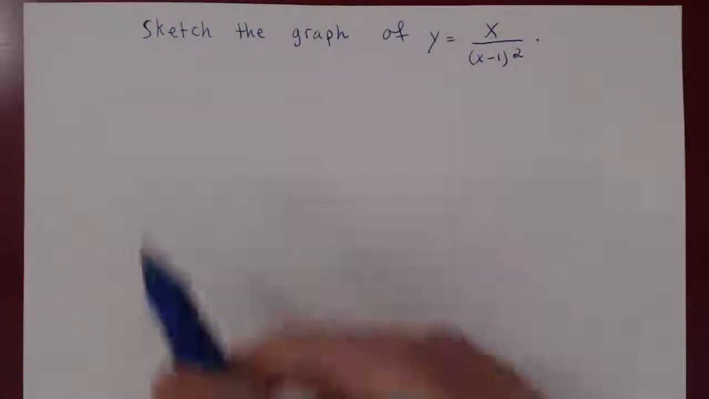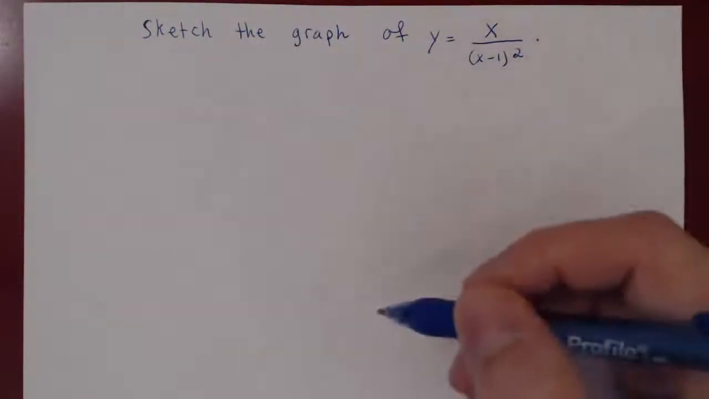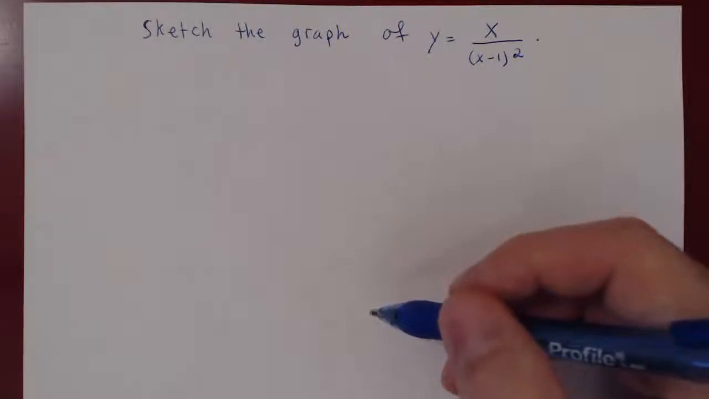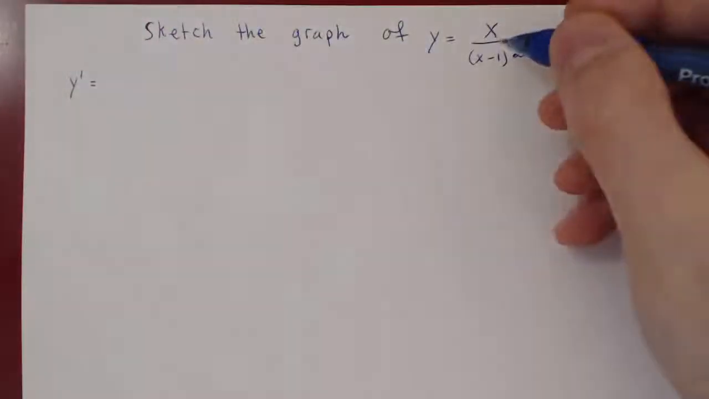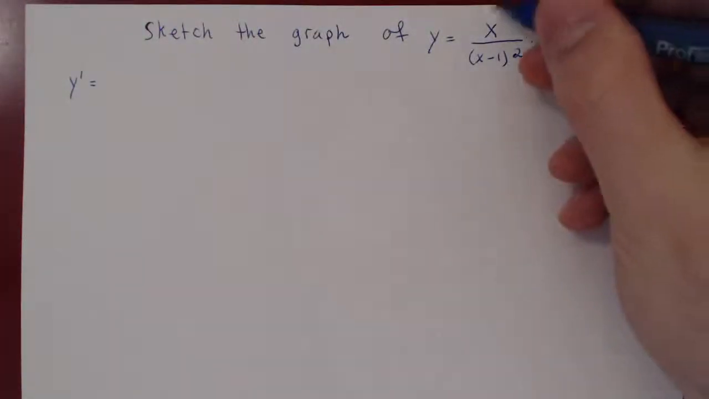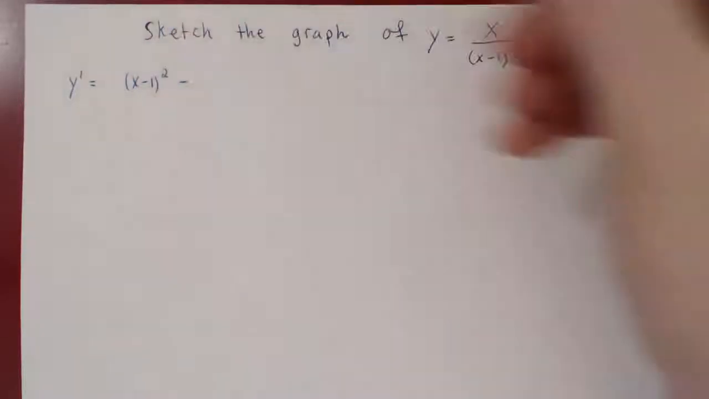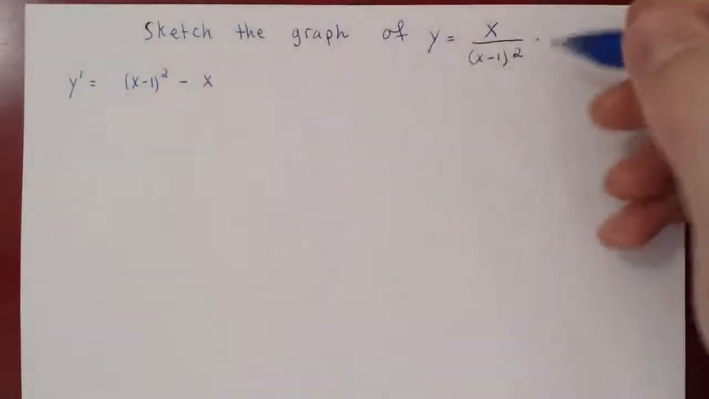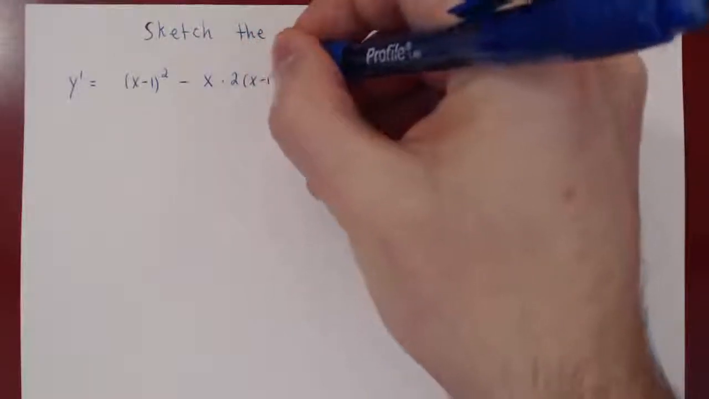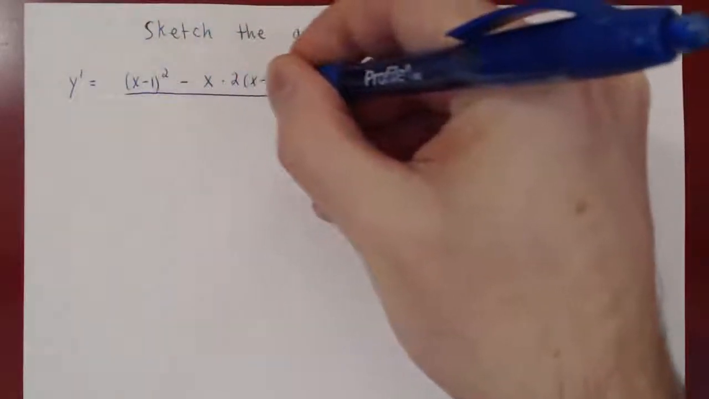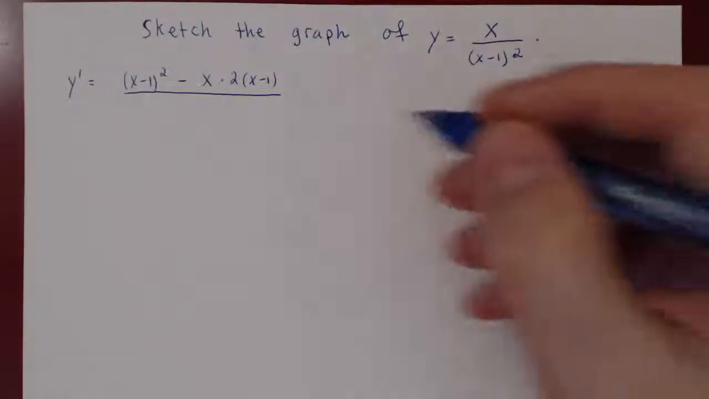Okay, so in this video, we are going to sketch a graph of the rational function x over (x minus 1) squared. As always, we first find our first and second derivative. So y prime, as we have a quotient, we use the quotient rule. Derivative of x is 1 times (x minus 1) squared minus the numerator times the derivative of (x minus 1) squared, which is simply 2 times (x minus 1), over ((x minus 1) squared) squared, but if you square this, you'll get (x minus 1) to the fourth power.